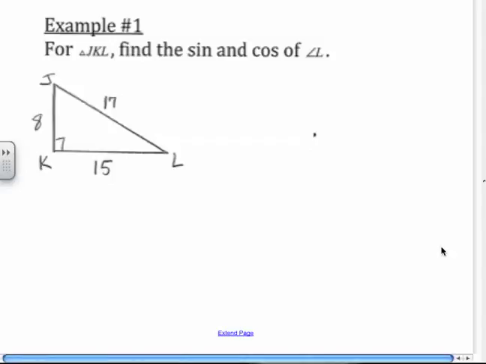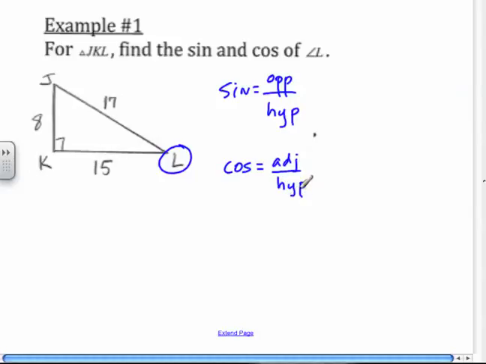Okay, folks, example number 1 here. It says for triangle JKL, find the sine and cosine of angle L. All right, so I'm looking at this angle. And we'll remember from the notes that the sine is equal to the opposite over the hypotenuse, and that the cosine is equal to the adjacent over the hypotenuse, even though I had it written wrong on your notes, and you're going to make that correction for me anyway.